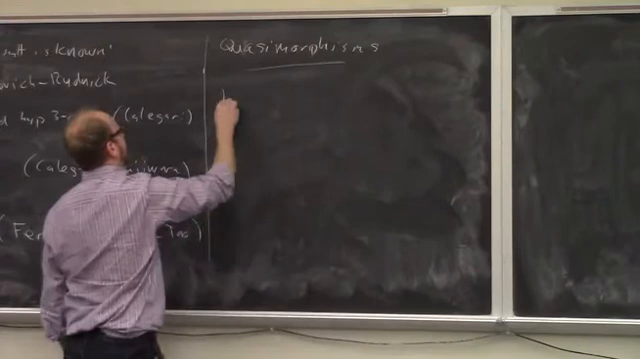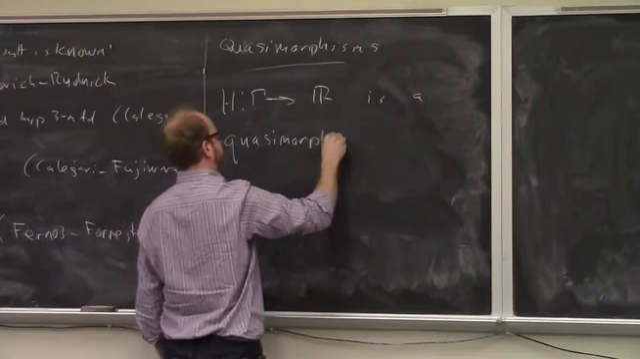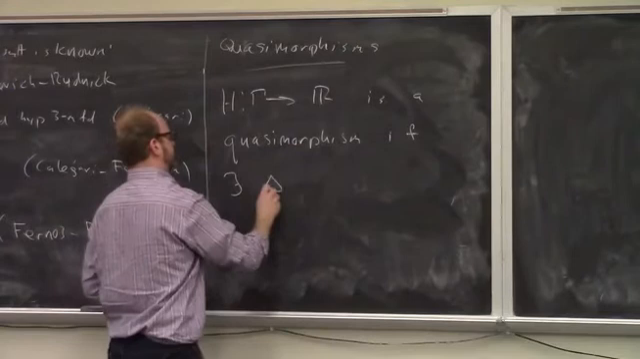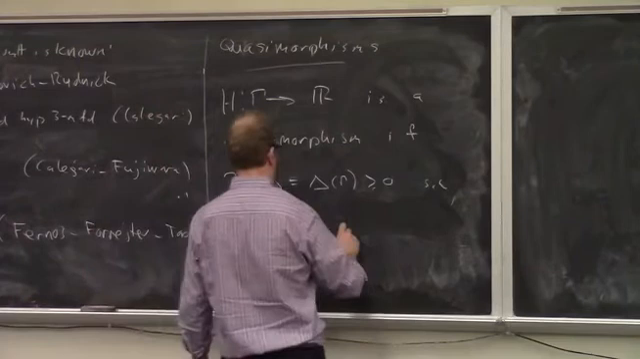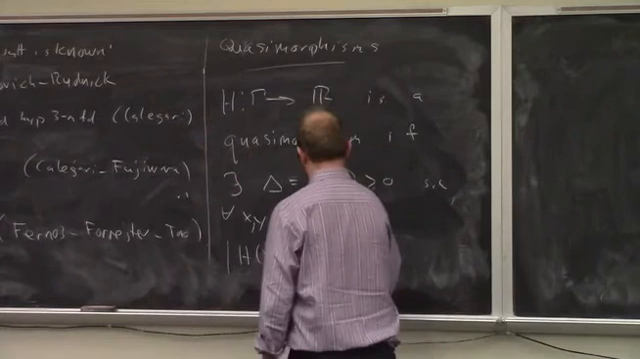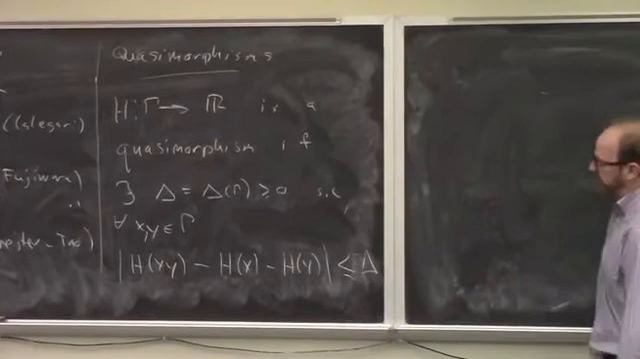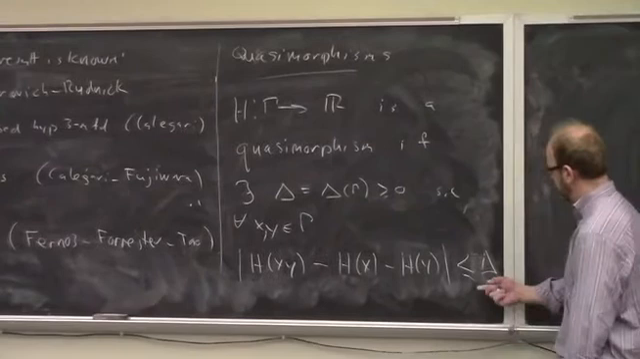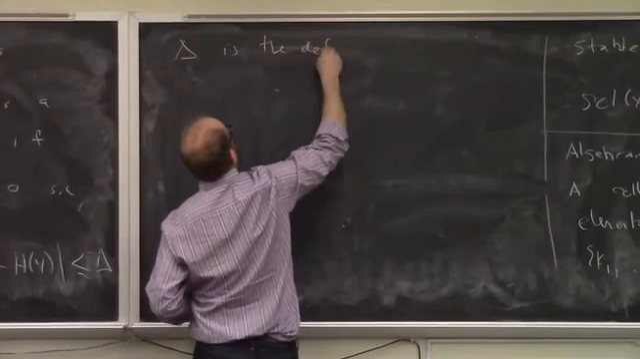Okay, so h from gamma to R is a quasimorphism if there exists some constant, depending on the group, such that for all x and y in the group, we have that |h(xy) - h(x) - h(y)| is less than this constant delta. Of course, if this was a homomorphism, this number would be zero. It's not zero, but it's bounded uniformly, so it's a coarse notion of being a homomorphism. This delta is the defect of h.